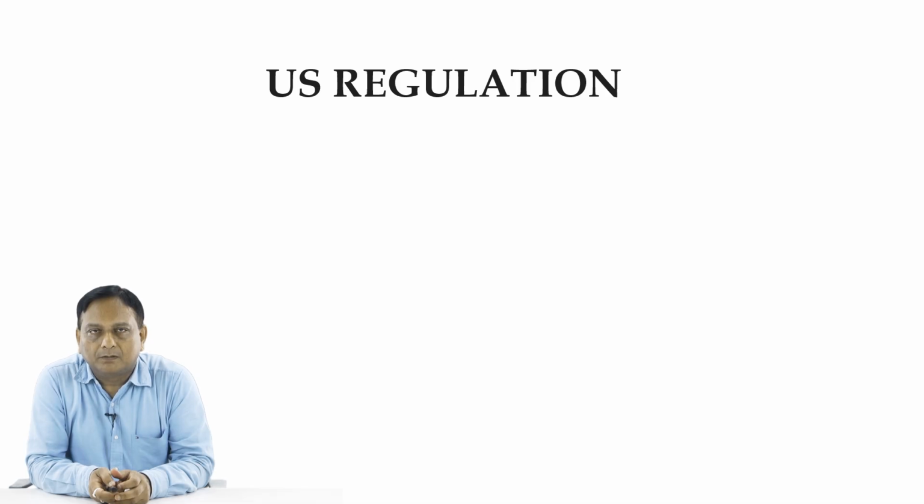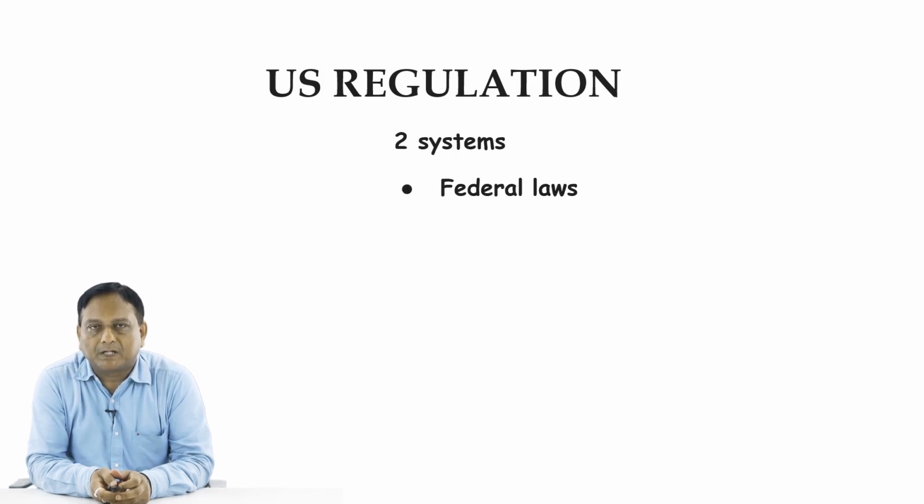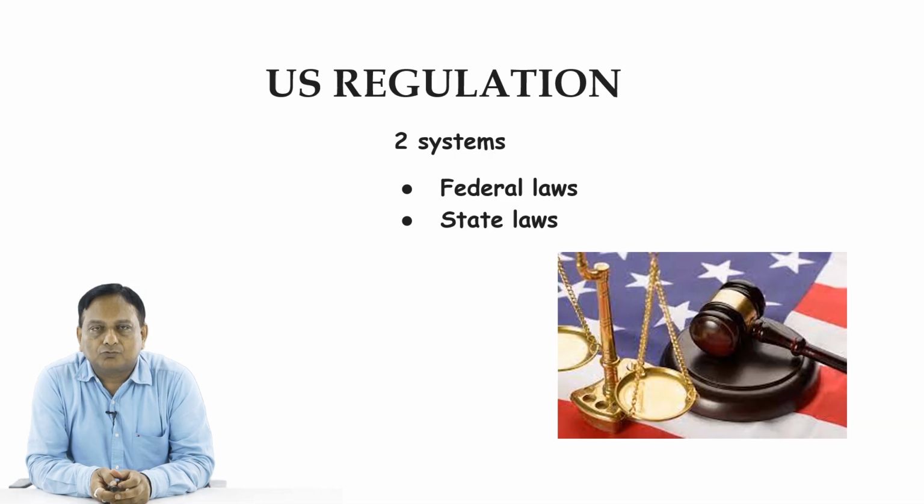Now when we are emphasizing US regulations, two systems are available. One we call federal laws. Sometimes in certain safety issues we use these federal laws, and there are also different states available in the US. So state laws are different from the federal laws. Those are the two regulations in the US that we need to see in this particular lesson 1 of unit 5.